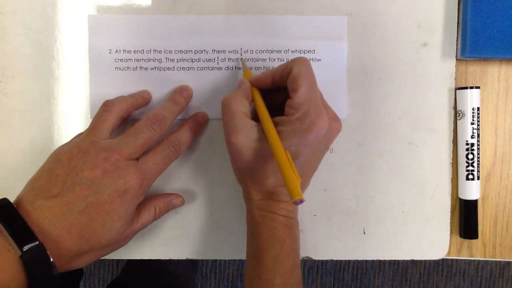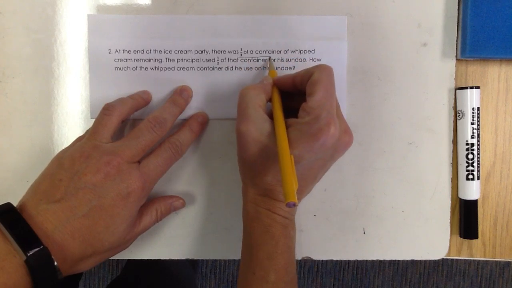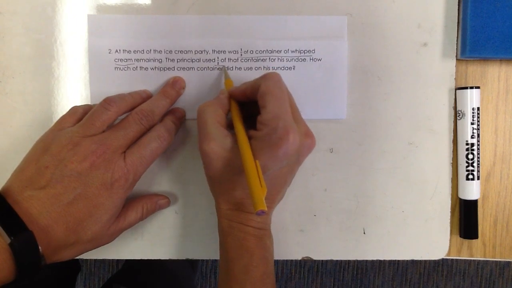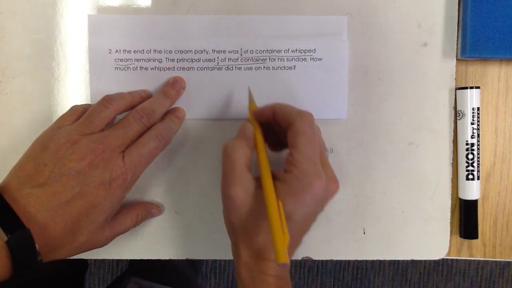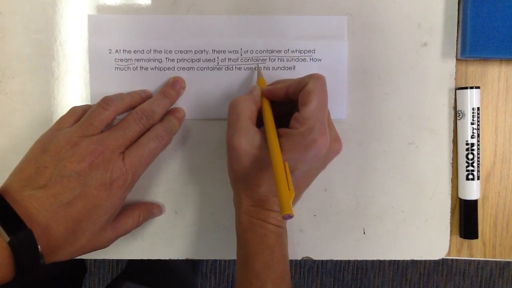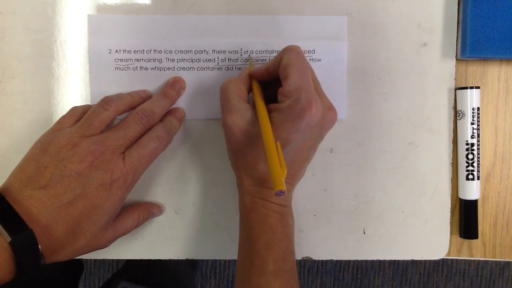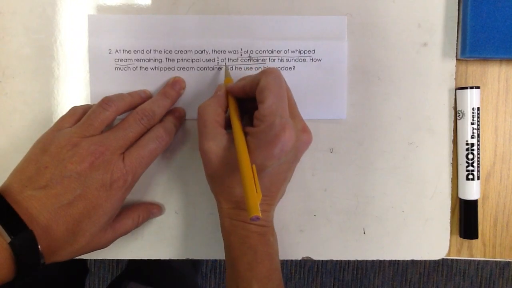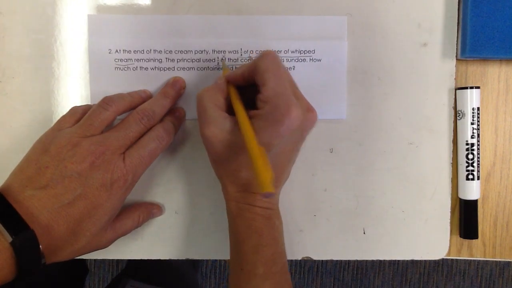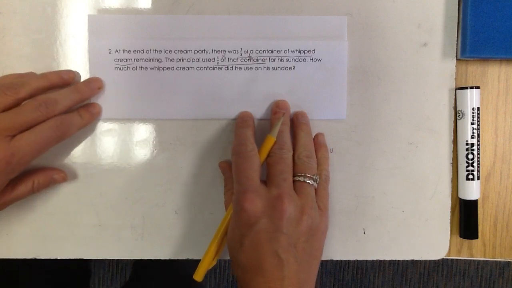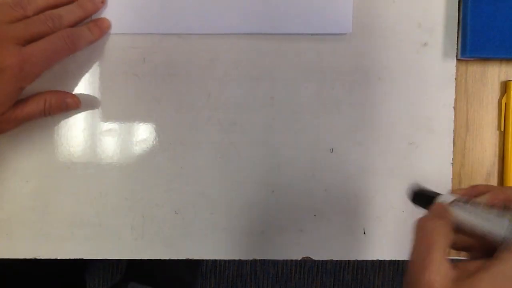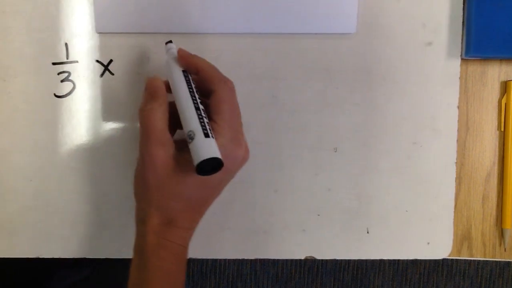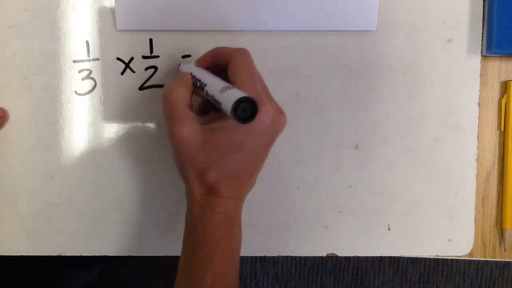So I'm going to annotate the information I have. There's 1/3 of a container of whipped cream, and the principal used half of that container for his sundae. So I can see that I can apply a value to the container because there's 1/3 of the container left. So half of that container, this "of" would tell me that I need to multiply. So my equation is going to be 1/3 times 1/2.